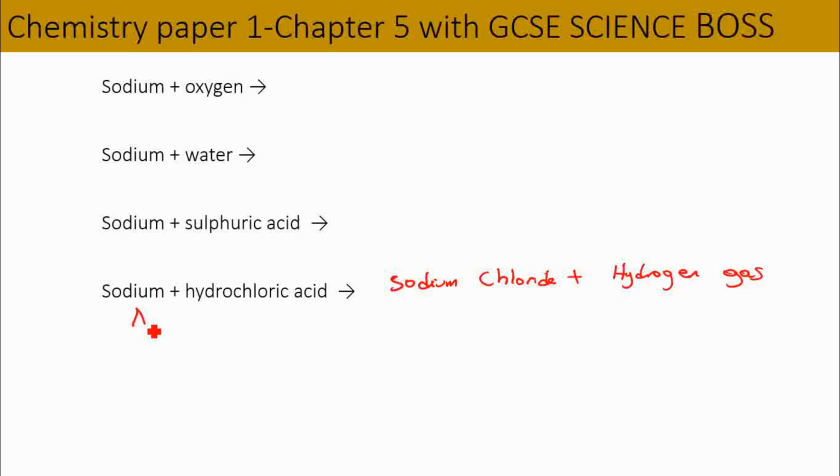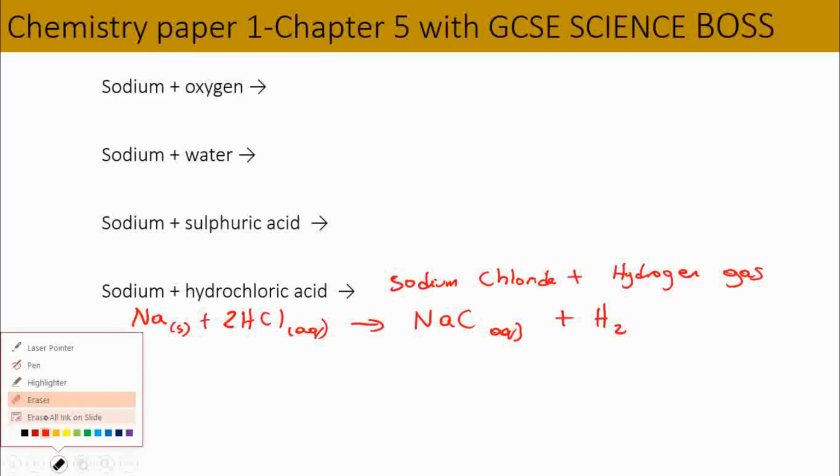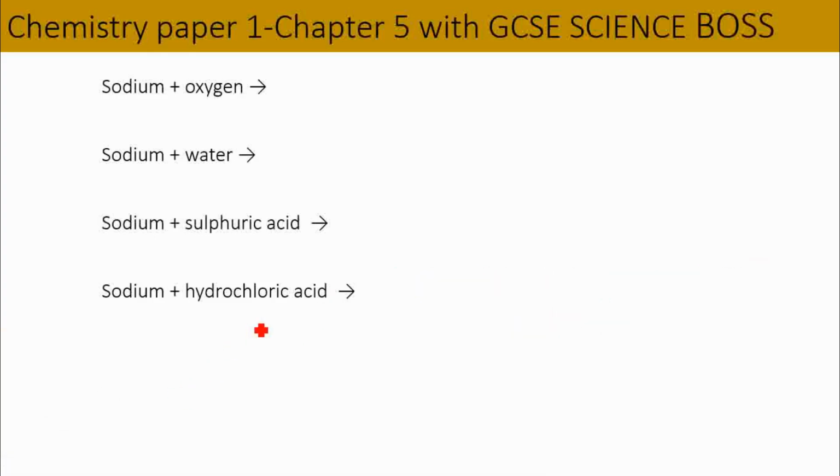So it's going to be Na plus HCl, and that will form NaCl, aqueous, plus hydrogen gas H2. Now this is not balanced, so we need to put a 2 there. That makes it 2Cl. By the way, let me just get my eraser and make that better so it doesn't confuse you. All right, so let's go again. So this is now going to form sodium chloride.